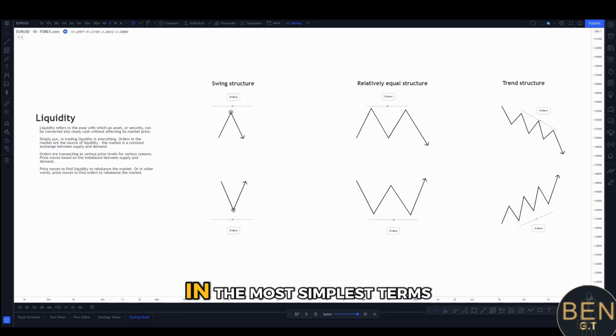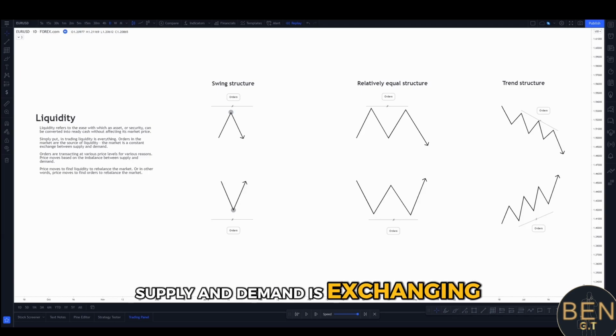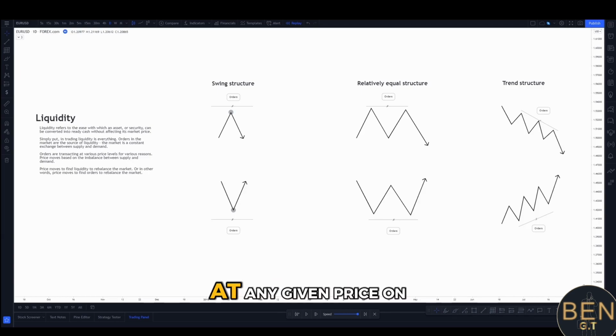So when we think about this in the simplest terms, in trading, liquidity is literally everything. Orders in the market are really the source of the liquidity that we're seeing. The market is in a constant battle between supply and demand. Supply and demand is exchanging, and at the end of the day, at any given price on a price chart, there are orders. People are looking to buy, people are looking to sell.